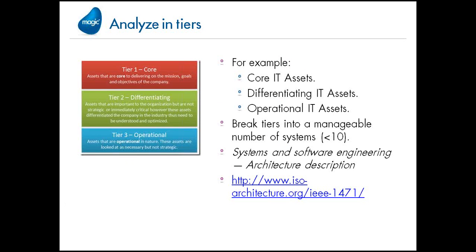We like to talk about it in terms of tiers, and this is an ISO standard approach from IEEE, where you're talking about Tier 1 core assets, Tier 2 differentiating assets, and Tier 3 operational assets. As you look at these three tiers, you can look at the systems within those tiers into a manageable number, usually less than 10 in any one of these tiers.